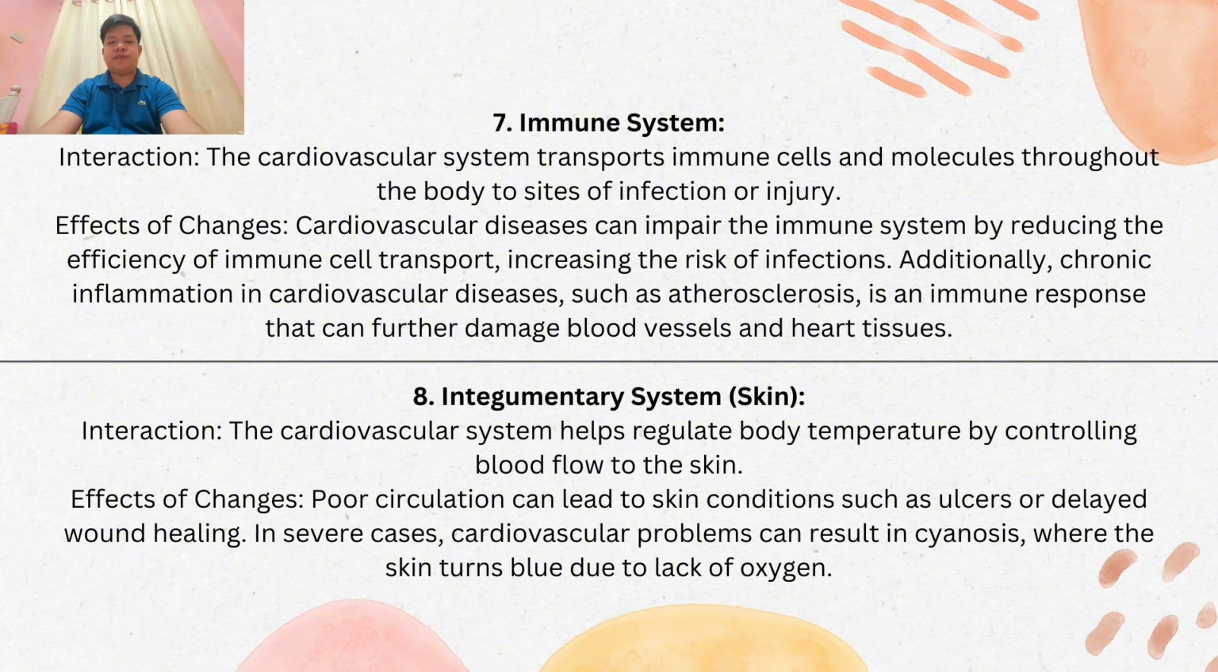Number 8, integumentary system or the skin. Interaction: the cardiovascular system helps regulate body temperature by controlling blood flow to the skin. Effects of change: poor circulation can lead to skin conditions such as ulcers or delayed wound healing. In severe cases, cardiovascular problems can result in cyanosis, where the skin turns blue due to lack of oxygen.